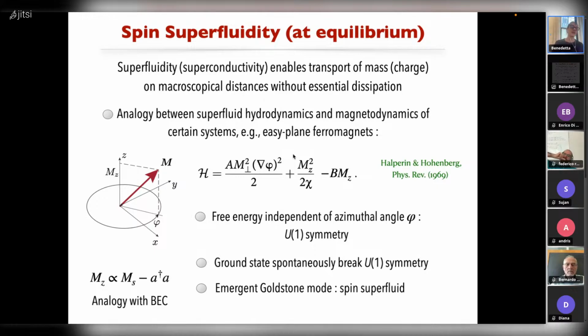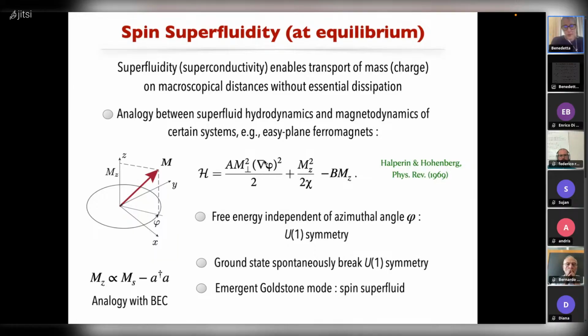So what they noticed is that when you write down the magnetodynamics of certain systems, such as easy plane ferromagnets, that dynamics maps very closely to the very well-known superfluid hydrodynamics. So a way to understand this is just by staring at this Hamiltonian. Here we are describing an easy plane ferromagnet. So there is a magnetic field that wants my system to be aligned along the z direction.